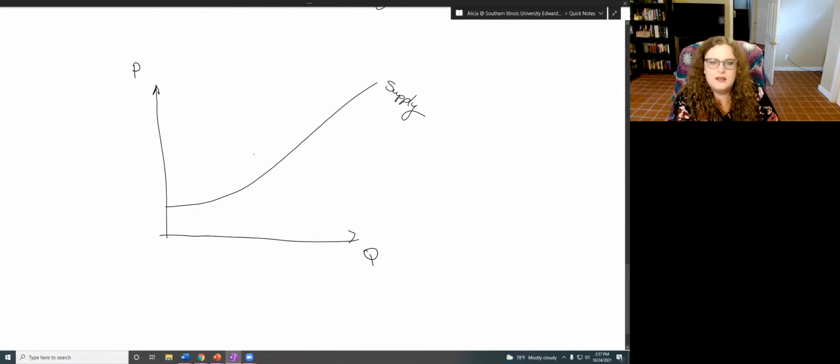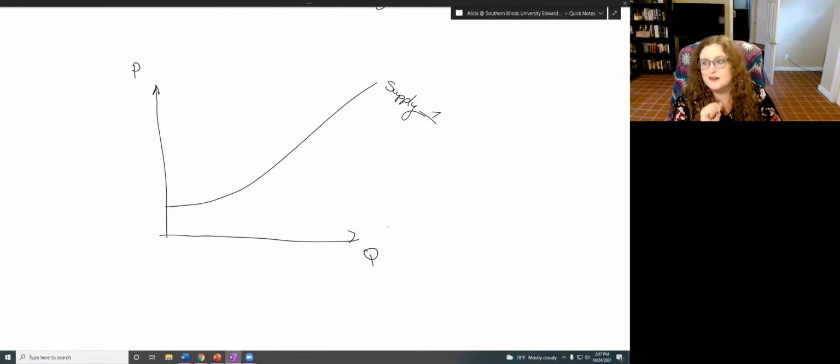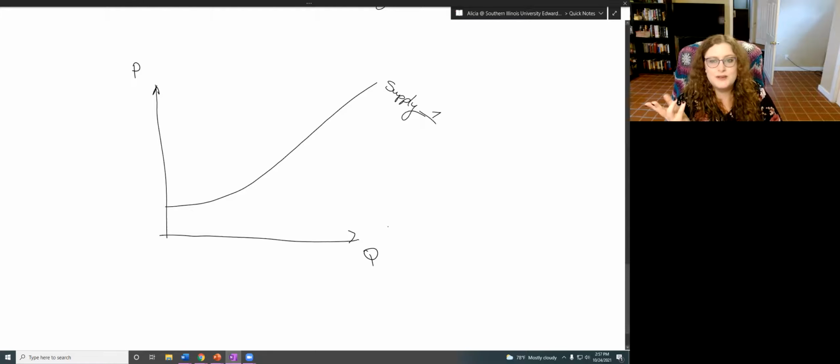Now, supply can move outwards or it can move inwards for a whole variety of things. So let's call this supply 1. Okay, well, let's say that we're producing lattes. It was a great year for milk. Normal milk, alternative milks, everything in between.